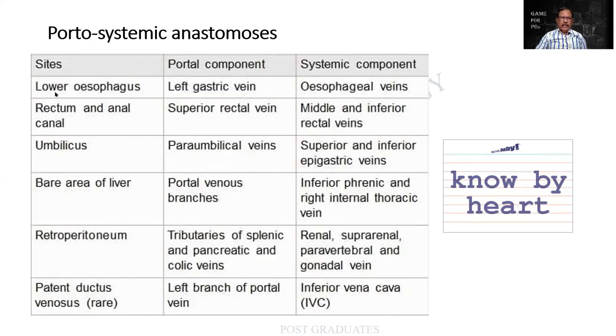There is an anastomosis at the lower esophagus, rectum and anal canal, umbilicus, bare area of the liver, retroperitoneum, and patent ductus venosus. It is not arteriosus, which is very rare. And these are the portal components and the systemic components. Please do learn by heart. It is not very difficult, but it is worth its weight in gold.